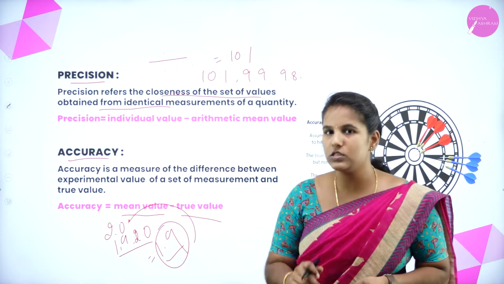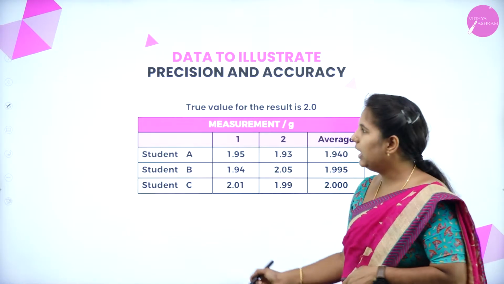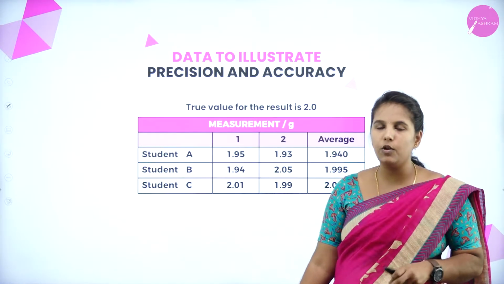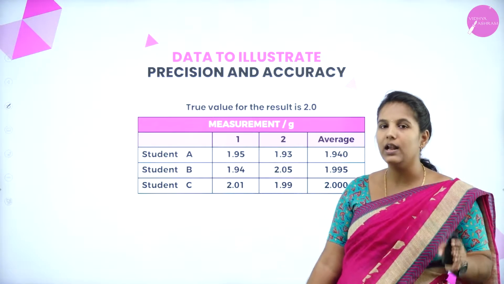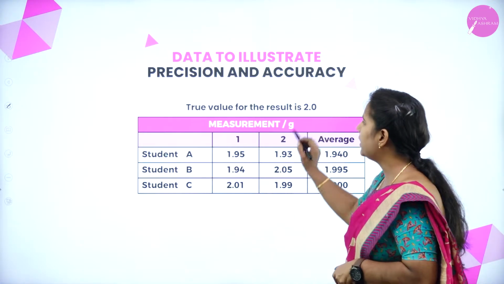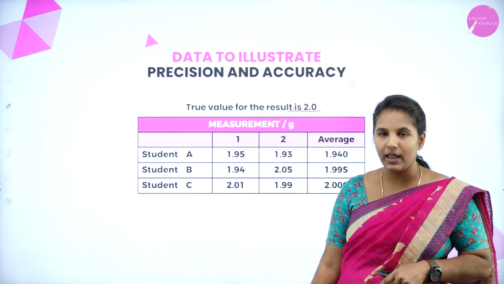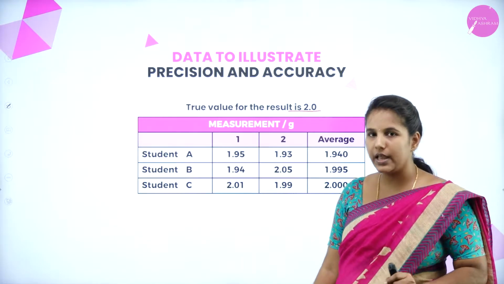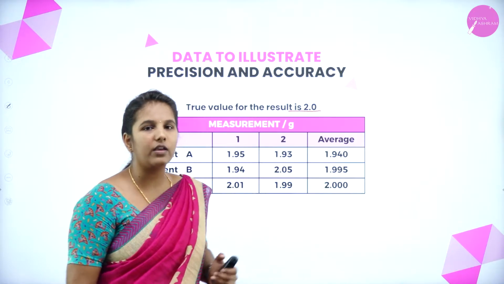So, this can also be illustrated with this example. Here, I have taken the example of 3 different students. They did the same titration and they got different results. For this titration, I have taken the true value as 2.0. Okay, let's see how to describe these results in terms of precision and also accuracy.